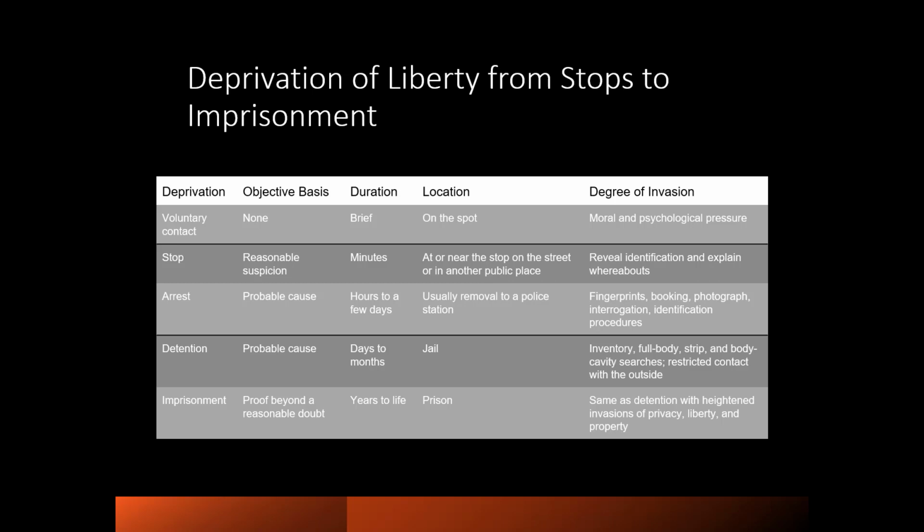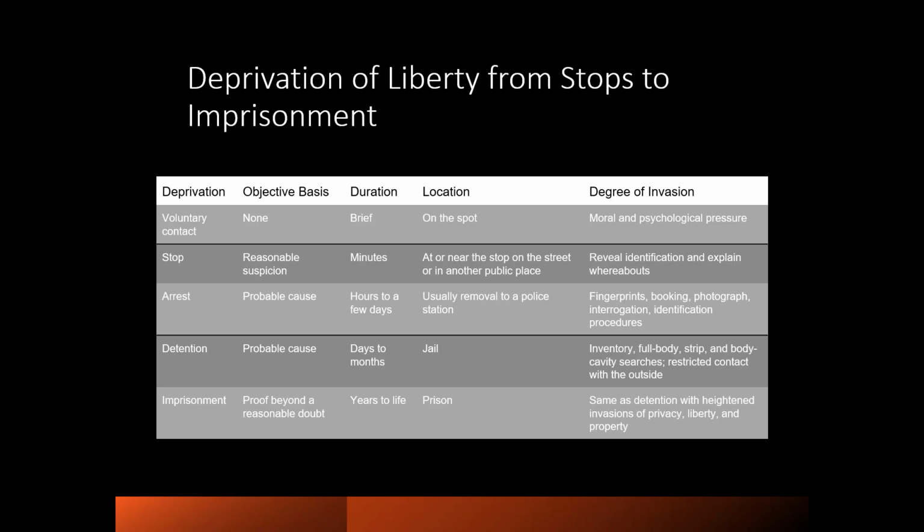All right. Now, if we look at deprivation of liberty, we look at this kind of scope here, from stops to imprisonment. Okay, so what do we need? Well, if you're having voluntary contact, if the police officer is just walking and he sees someone, he can ask him questions. He doesn't need any evidence. He doesn't have any special rights. You don't have to answer those.